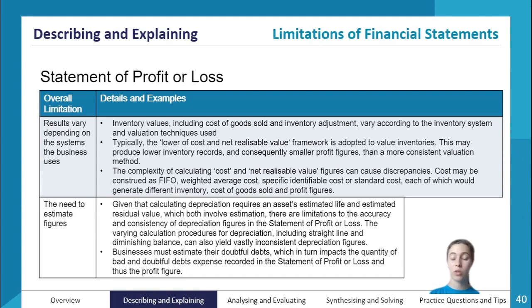And businesses also have to do other estimation as well. So we were talking about doubtful debts. They have to estimate what they expect to not receive from their accounts receivables. And then this has flow-on impacts. So the quantity of bad and doubtful debts expense that's recorded in the statement of profit or loss, and then that again has a flow-on to the overall profit figure as well.